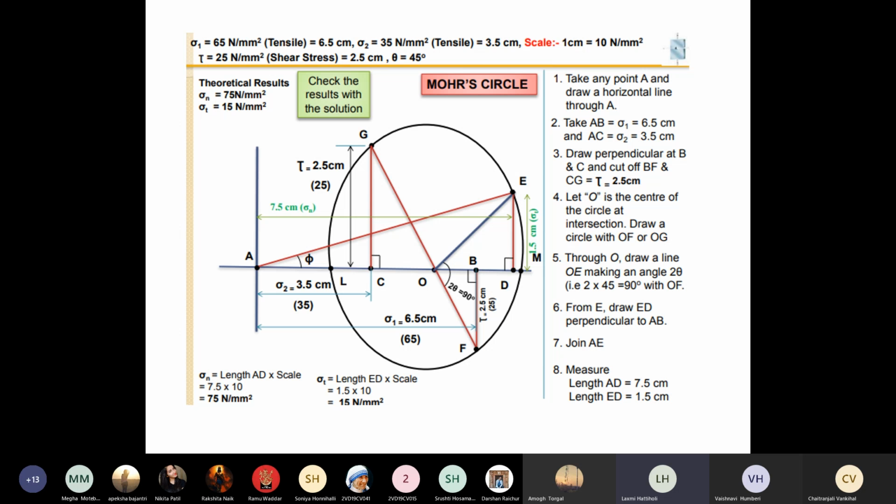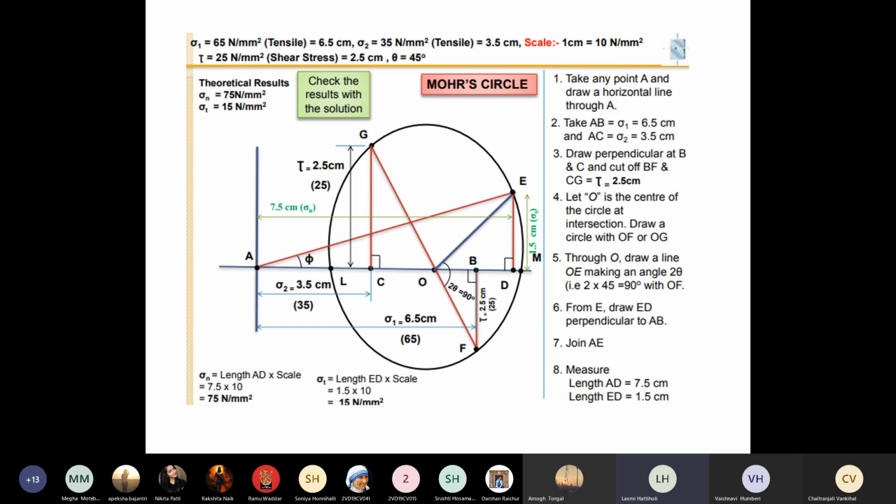After that, with the help of a compass, take the radius equal to GO or OF and draw a circle. So now the circle has been drawn, right? Now after drawing the circle, take a protractor. Keep your protractor on the line OF.